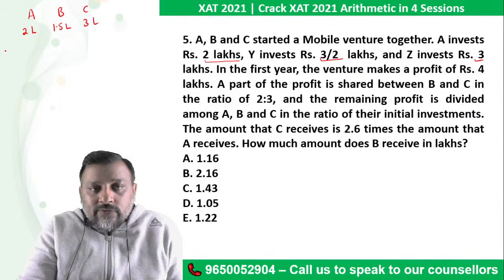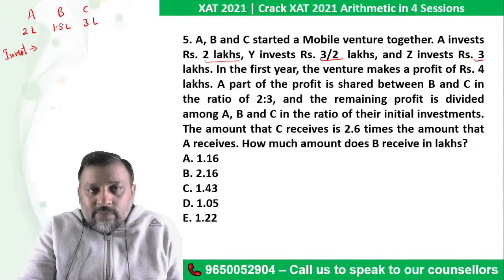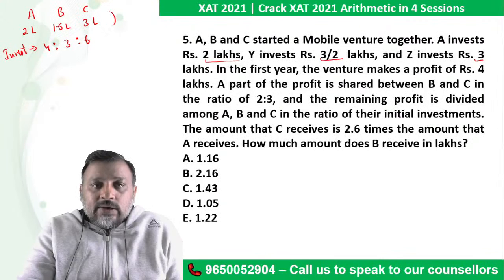So the ratio of investment, if I multiply all three values by 2 just to get integers, I'll get 4 lakhs, 3 and 6. So this is the ratio. Okay, we have multiplied all three values by 2 to get integers.